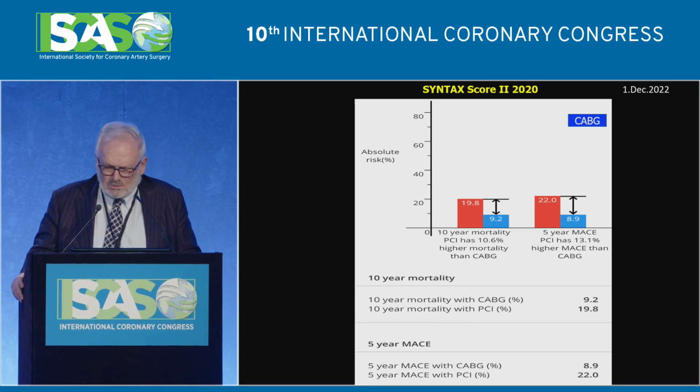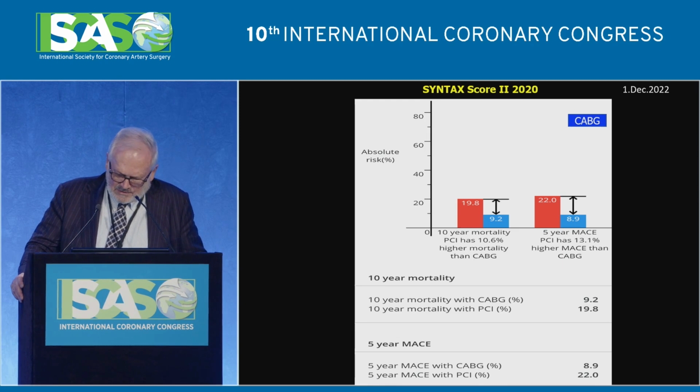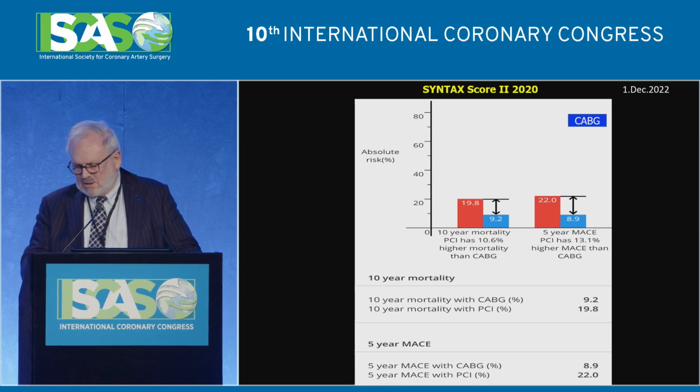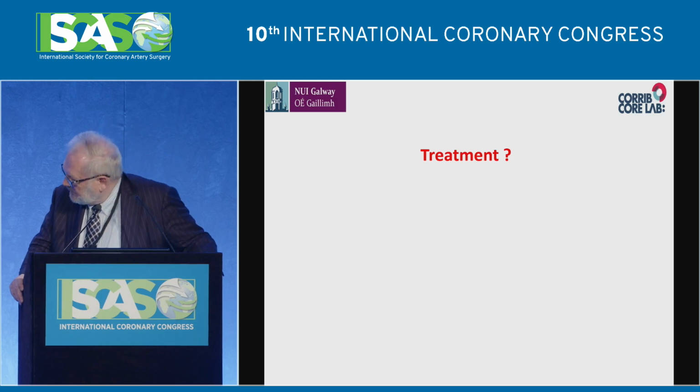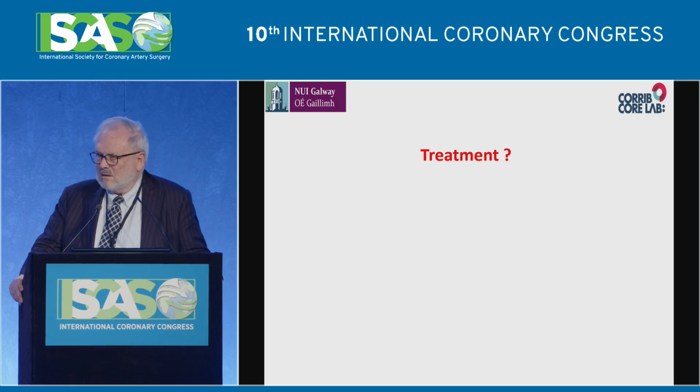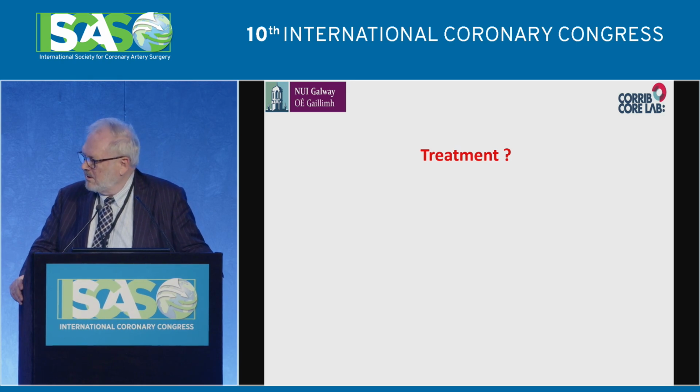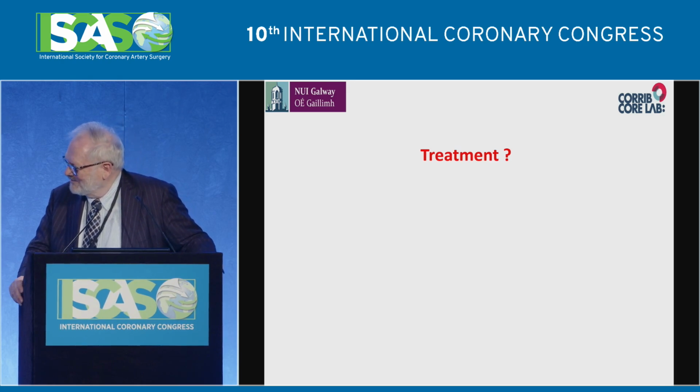And then when we use the syntax score 2, the 10 years mortality should be 19.8 with PCI versus 9.2 for bypass surgery. And the 5 years MACE would be 22% for PCI and 8.9% for bypass surgery. So you would say that the decision was easy, but I think the most interesting point will be what John has done in that case.